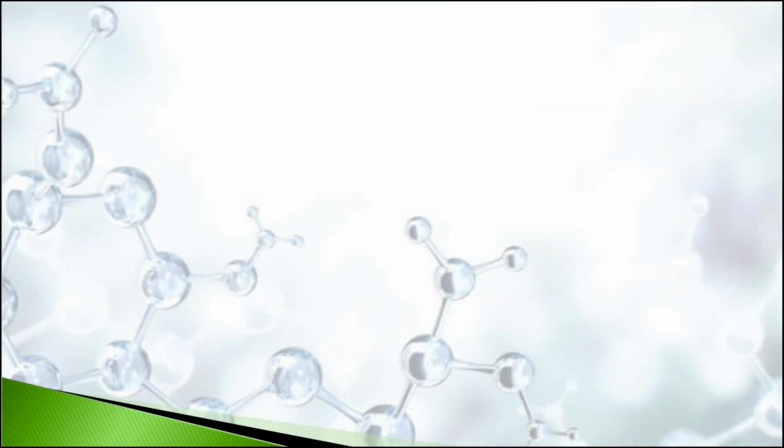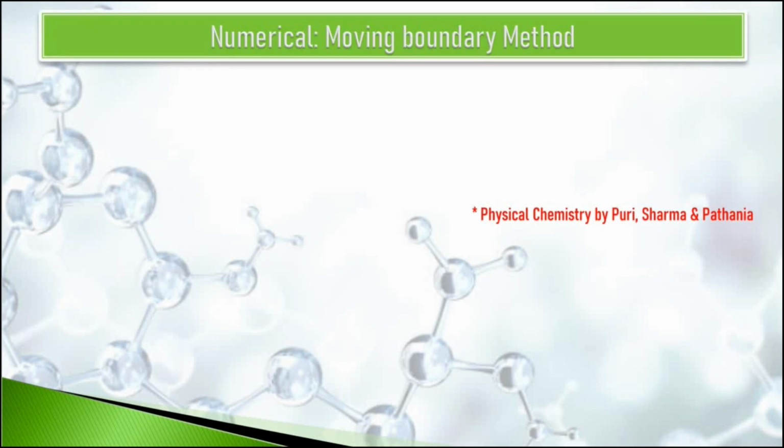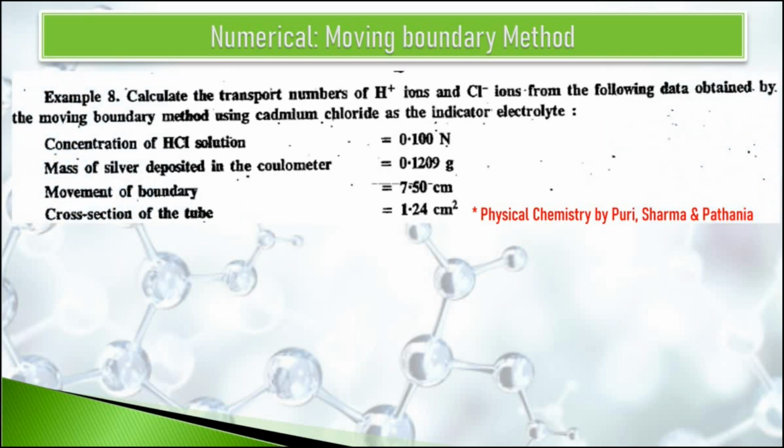Dear students, finally we will polish our concept of the moving boundary method by solving a numerical. This numerical has been taken from the book Physical Chemistry by Puri, Sharma and Pathania. Here is the question. Calculate the transport number of hydrogen ions and chloride ions from the following data obtained by the moving boundary method using cadmium chloride as the indicator electrolyte. And here is the data.